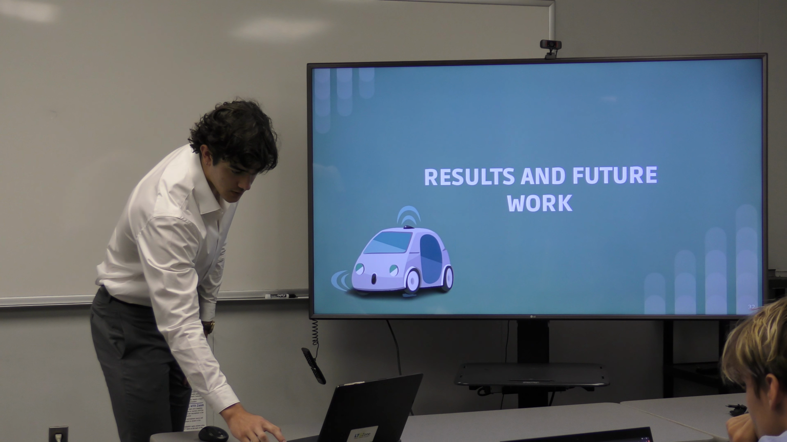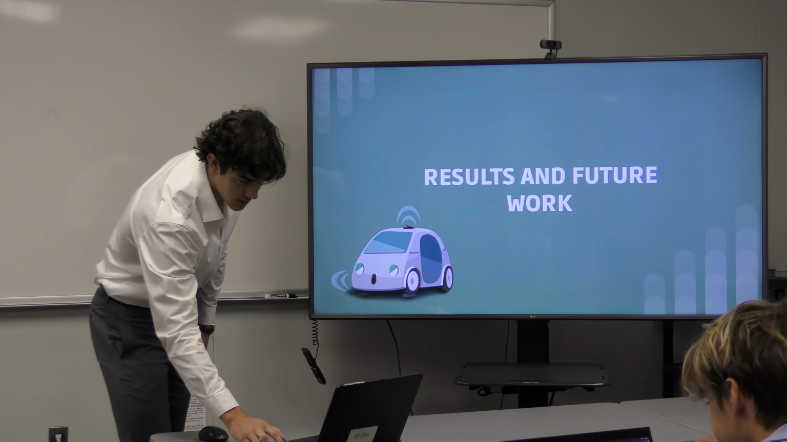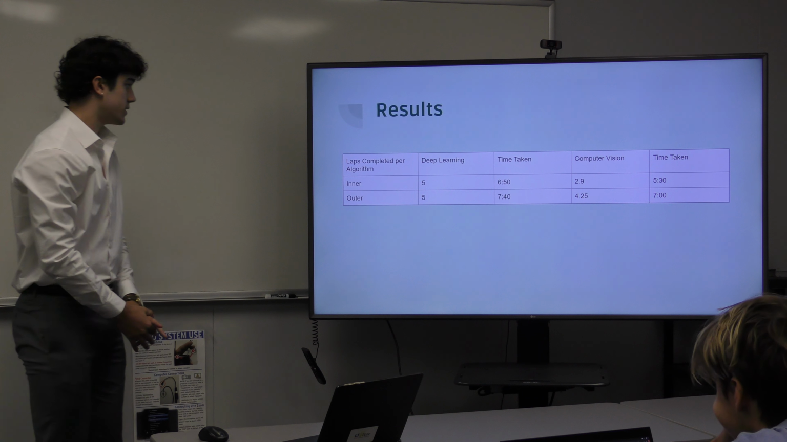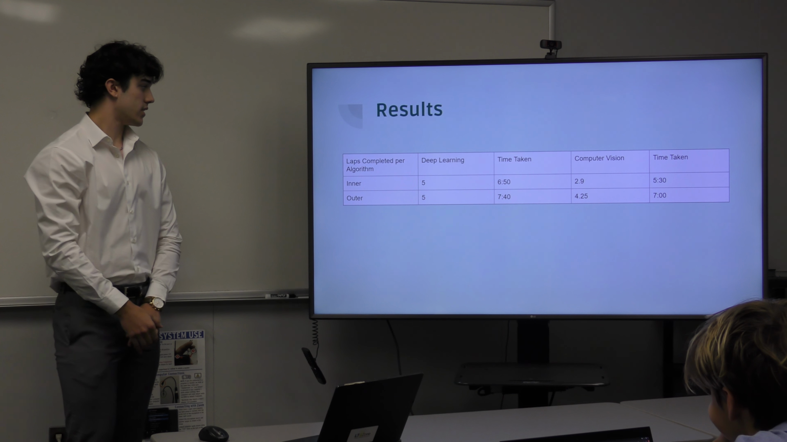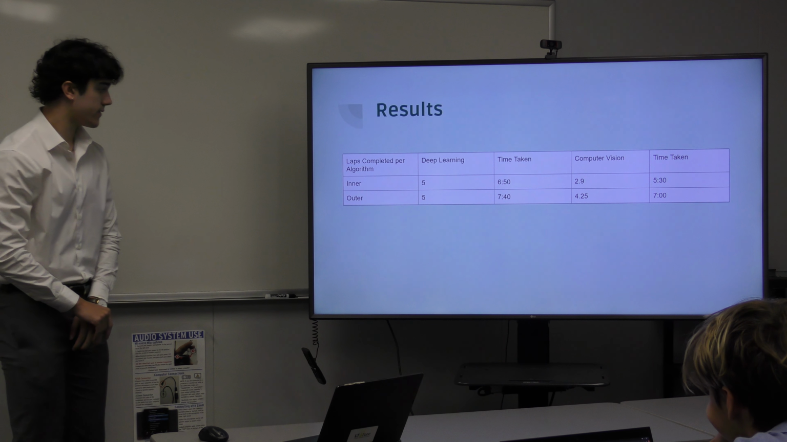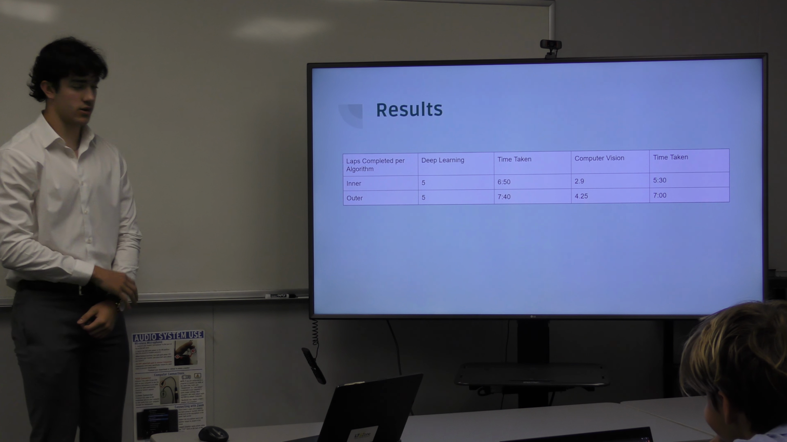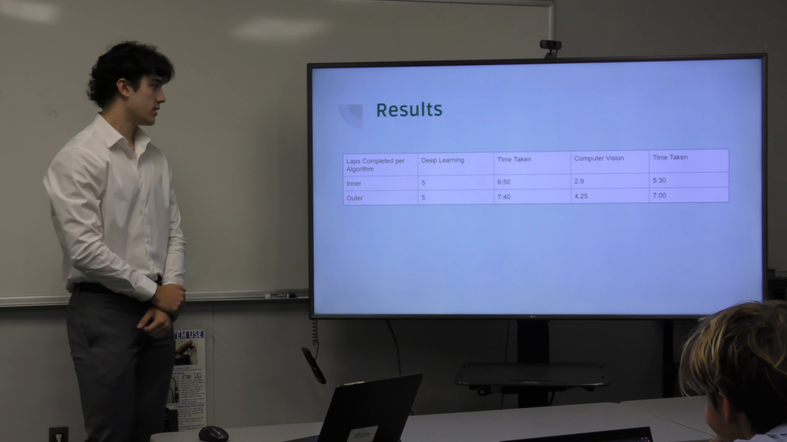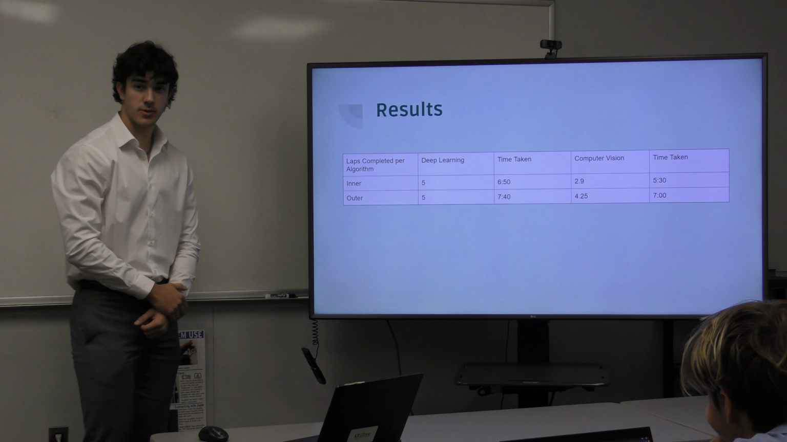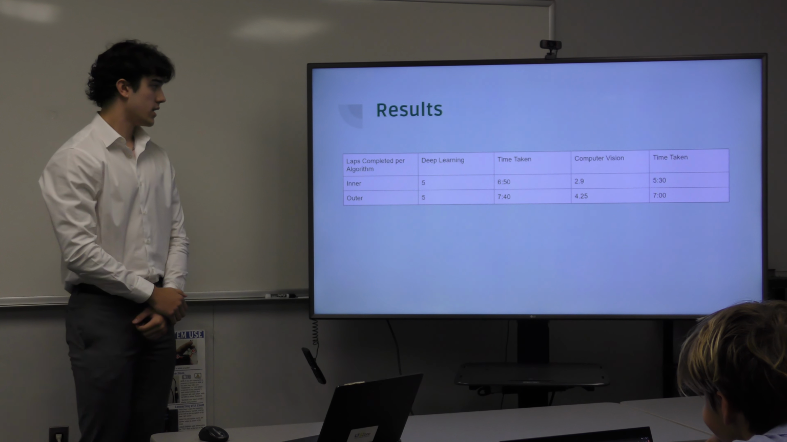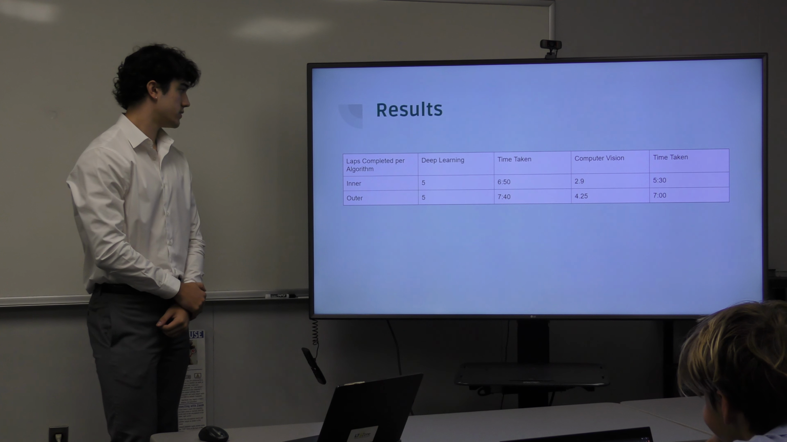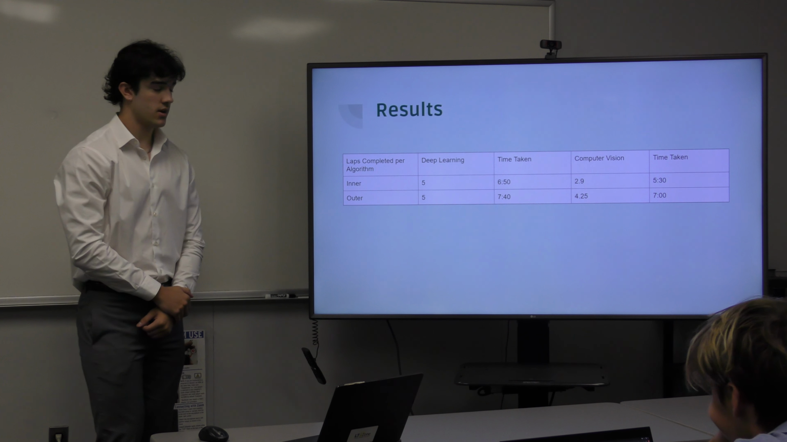So now I'm going to talk about results and future work for our project. As you can see, we did a demo yesterday, and our deep learning performed pretty well. It got 5 laps on the inner and outer, and our computer vision got almost 3 and then a little over 4 laps on the inner and outer. The computer vision did take a little bit less time and was a little quicker, and as you can see, our deep learning took a little bit more time on the laps there.